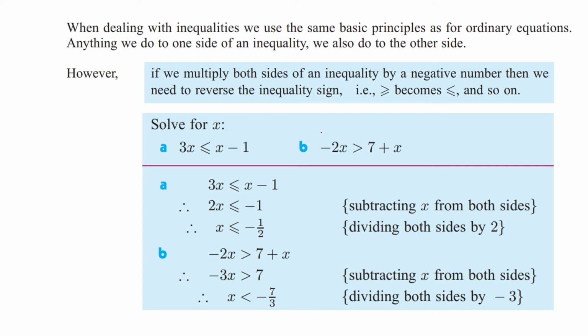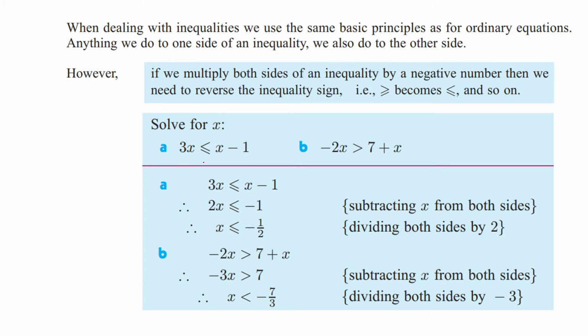For example, if we plus or minus on one side, we have to do the same thing on the other side. However, for inequality, if we multiply or divide both sides by a negative number, then we need to reverse the inequality sign. That is, greater than becomes smaller than, greater than or equal to becomes smaller than or equal to, and so on.